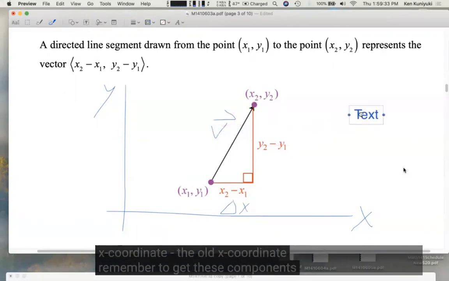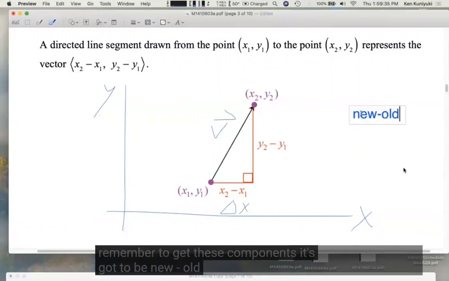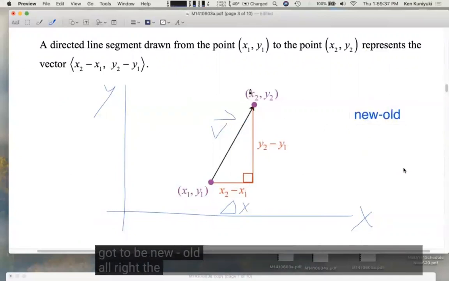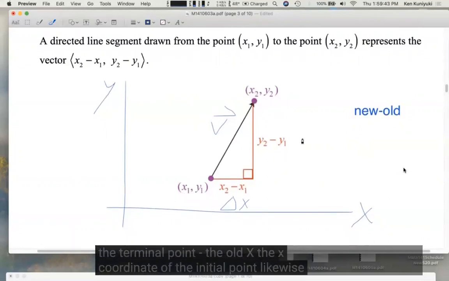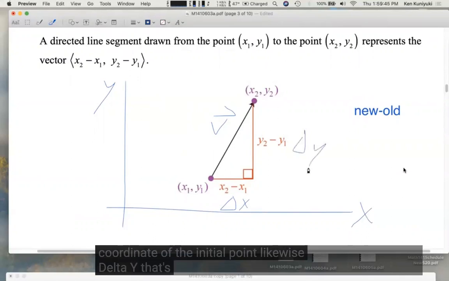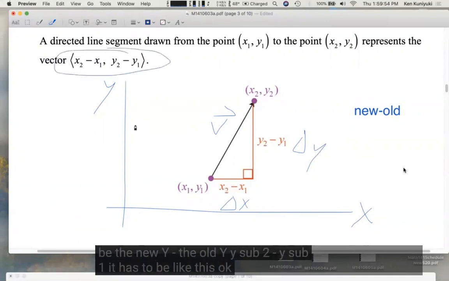Remember, to get these components, it's got to be new minus old, right? The new x, the x-coordinate of the terminal point, minus the old x, the x-coordinate of the initial point. Likewise, delta y, that's a change in y. It's got to be the new y minus the old y, y2 minus y1. It has to be like this, okay?